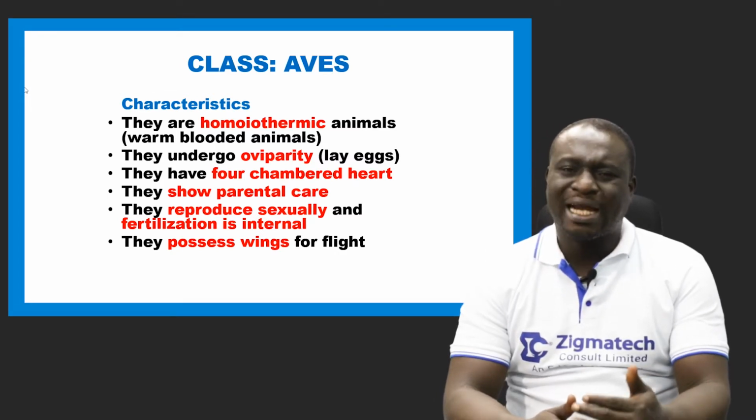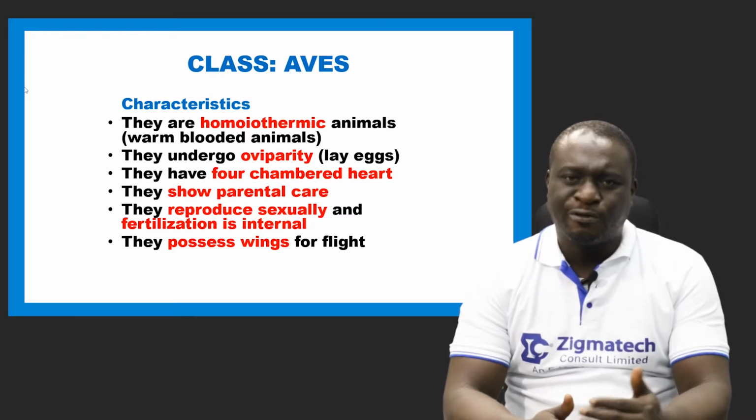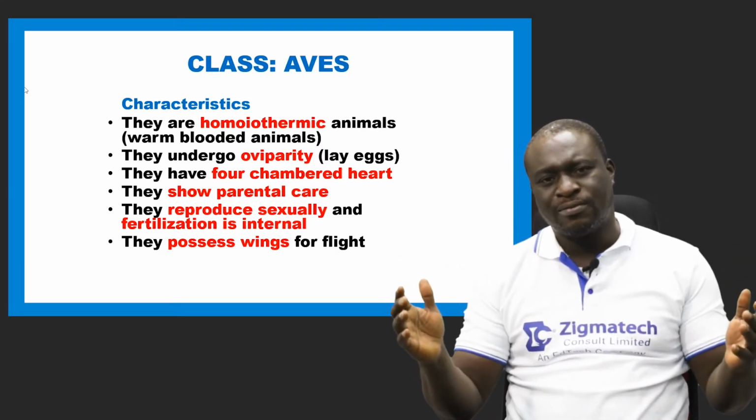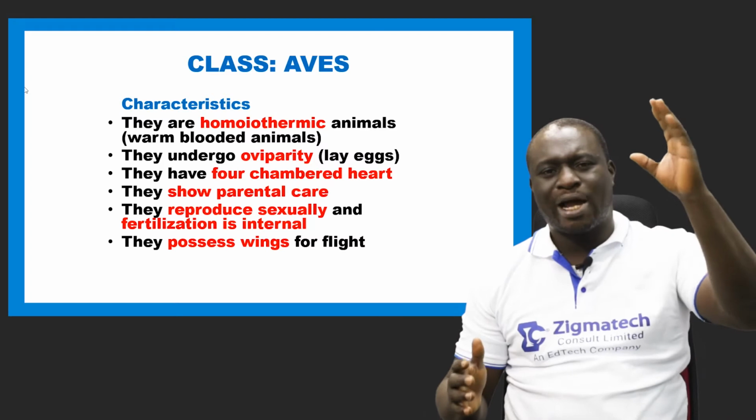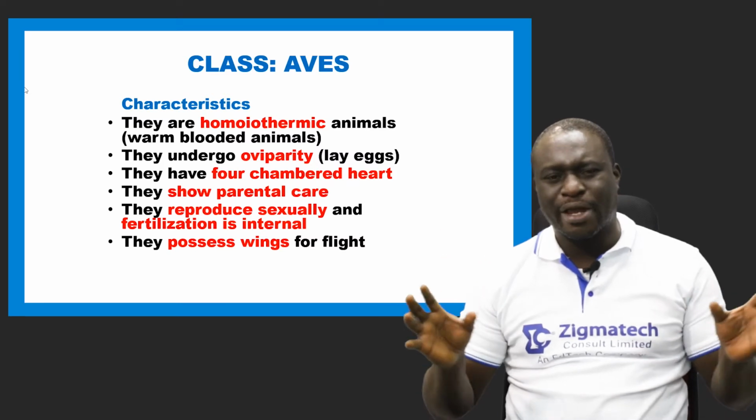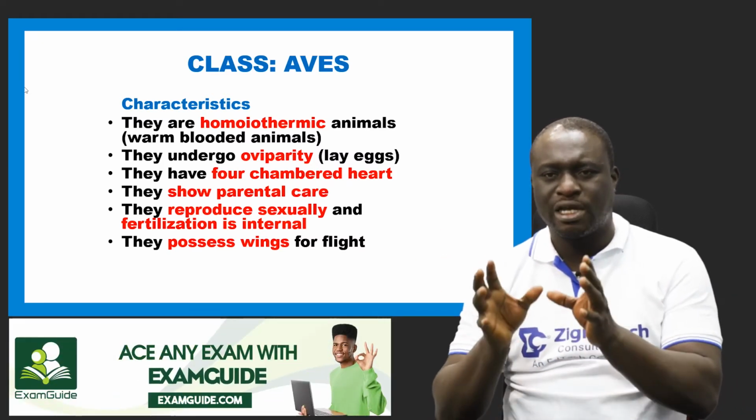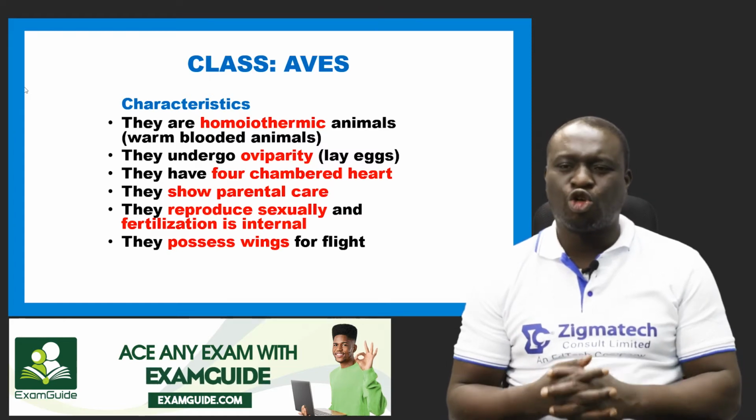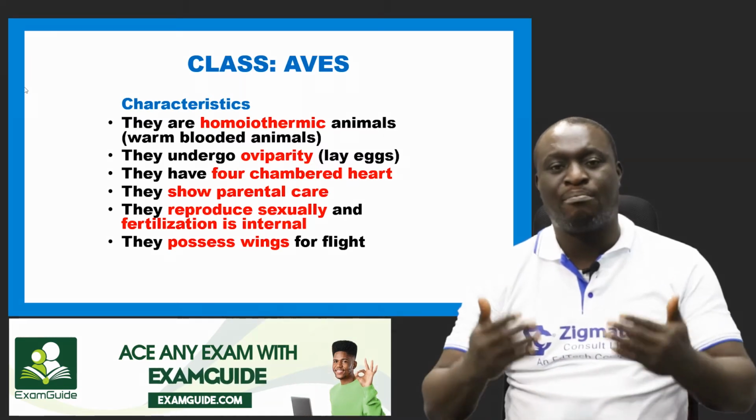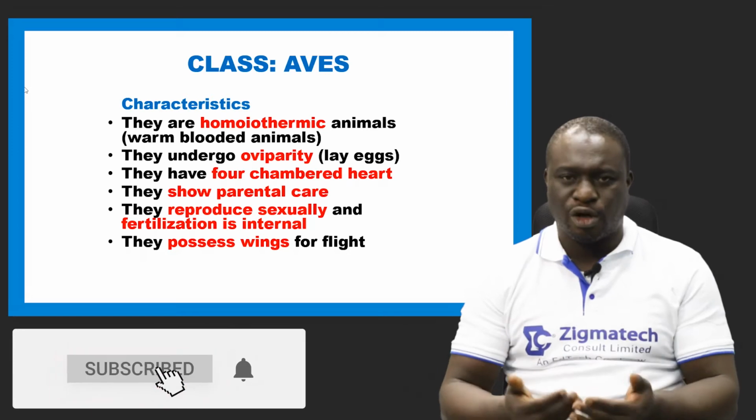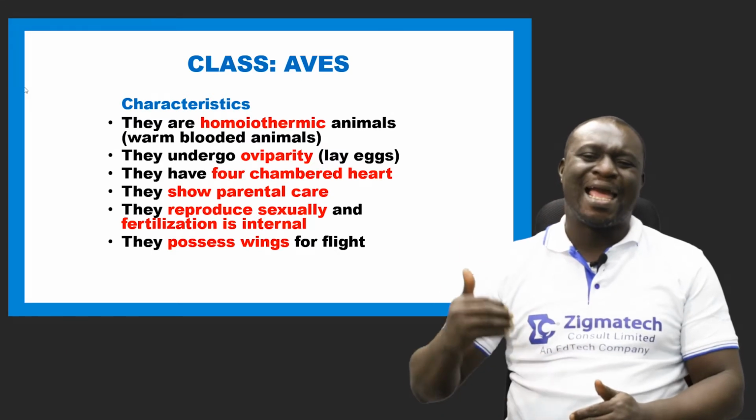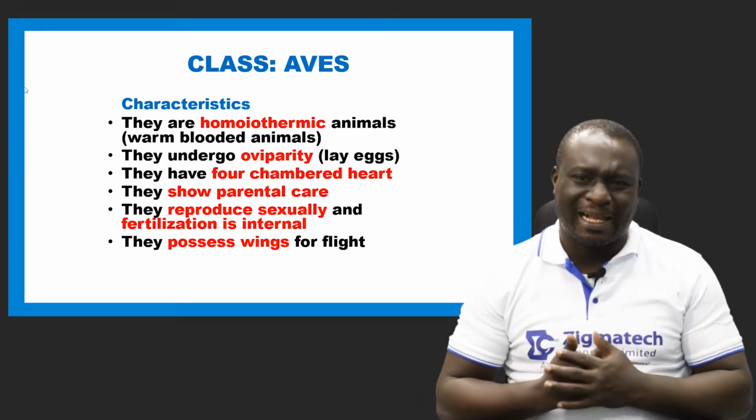Number three, aves have a four-chambered heart. It simply means that their heart is divided into four chambers. These four chambers are the right auricle, right ventricle, left auricle, and left ventricle. So these are four important chambers in the heart of aves. Number four is that they show parental care. It simply means when the young ones are born, they take care of their young ones. They don't abandon them. And number five, they reproduce sexually, and fertilization is internal.